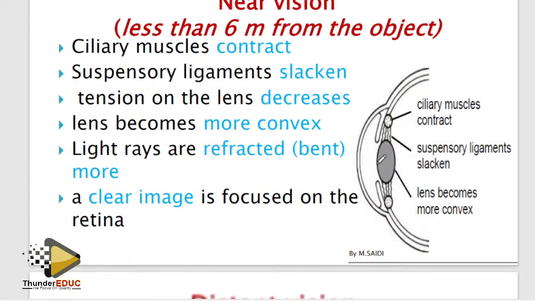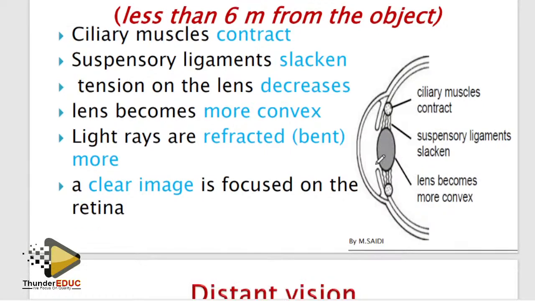Guys, don't memorize all. Memorize near, it will be the reverse for the far. You understand? Whenever I talk about accommodation, when they say from far to near, explain near. From near to far, you explain far. So now, when you're explaining, please don't talk about the pupil, the iris, circular muscles, radial muscles. Please don't talk about that. Here, you only talk about the what?